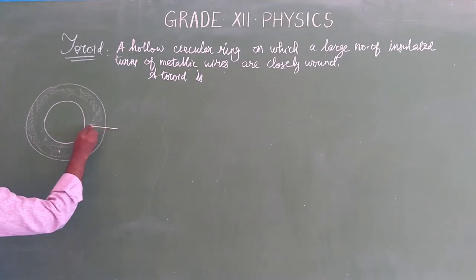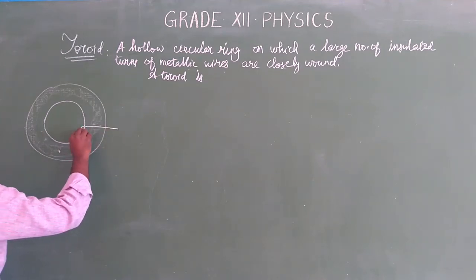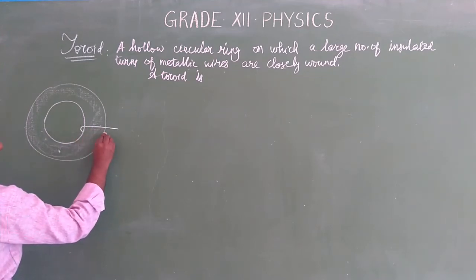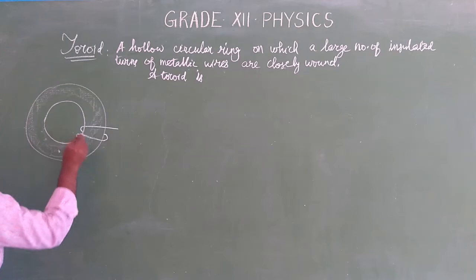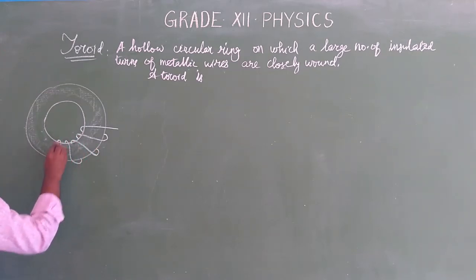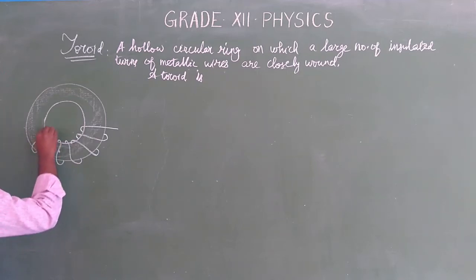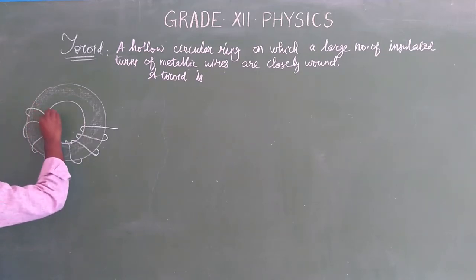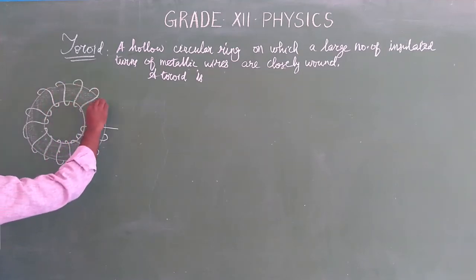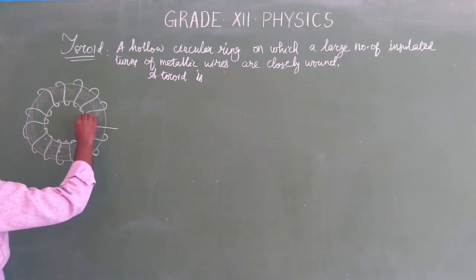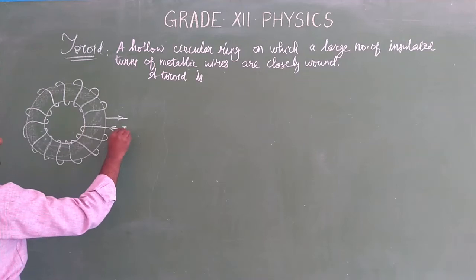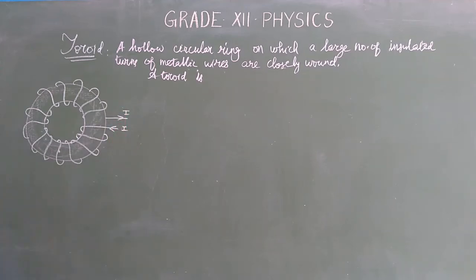The metal wire goes into the toroid and then it emerges out again, bent and wound like this, and it comes out here. So current is entering through the toroid, and current is coming out through the toroid.